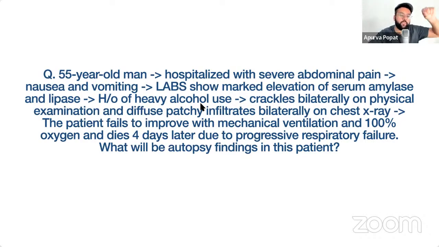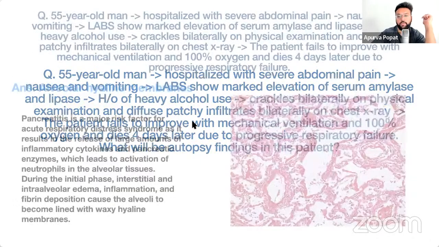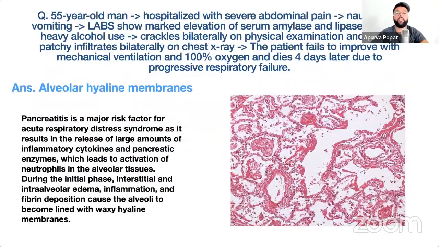What do you think will you find in the autopsy? Like when you take a biopsy of one of the alveoli? Hyaline membrane. Very good. So now you are expert in ARDS, I think. So that's hyaline membrane disease, which is also called alveolar hyaline membrane. Anything which you see pink in histology is called hyaline. Okay.